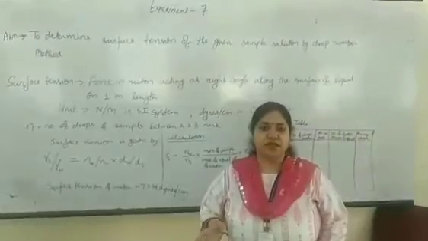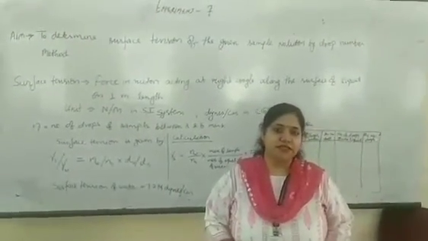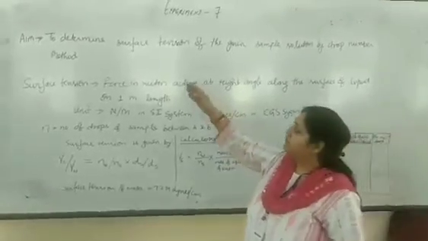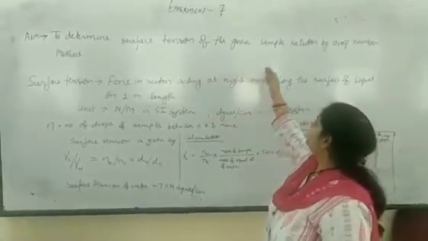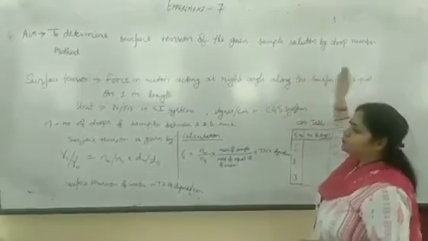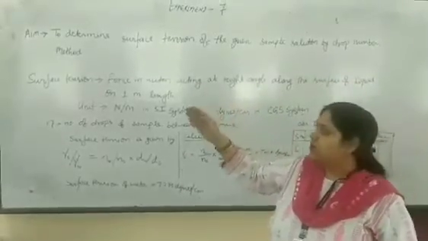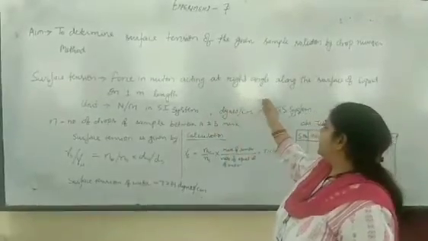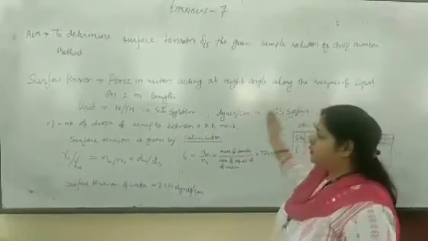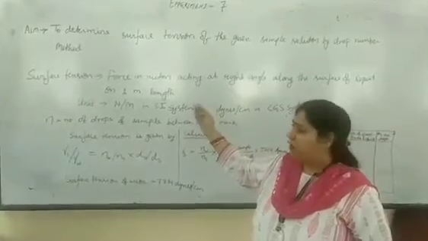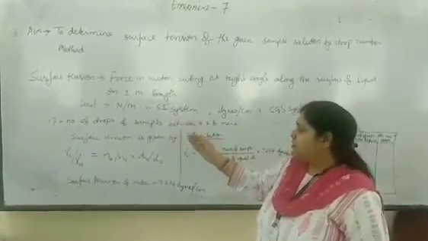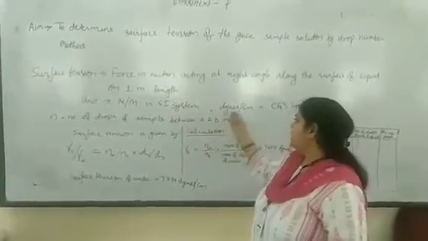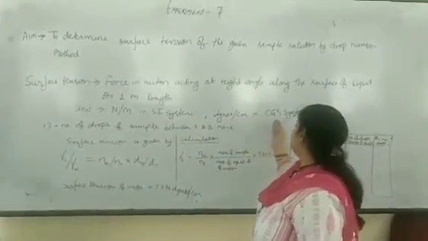Before the mid-semester examination, we have already completed 6 experiments. Now we are going to start our 7th experiment, that is to determine surface tension of the given sample solution by drop number method. Surface tension is basically the force in Newton acting at right angle along the surface of liquid on 1 meter length. The unit of surface tension is Newton per meter in SI system and dyne per centimeter in CGS system.